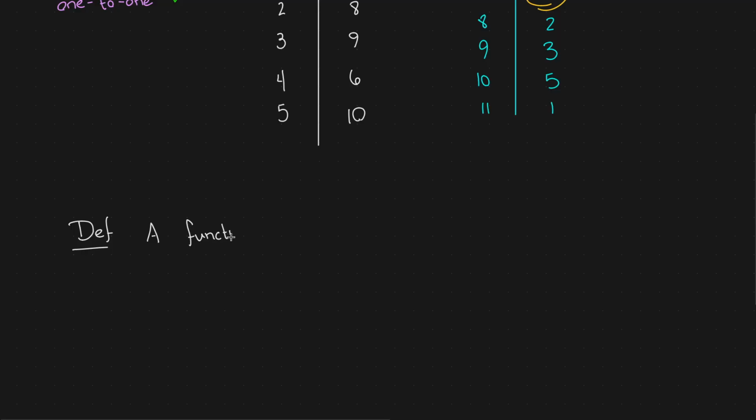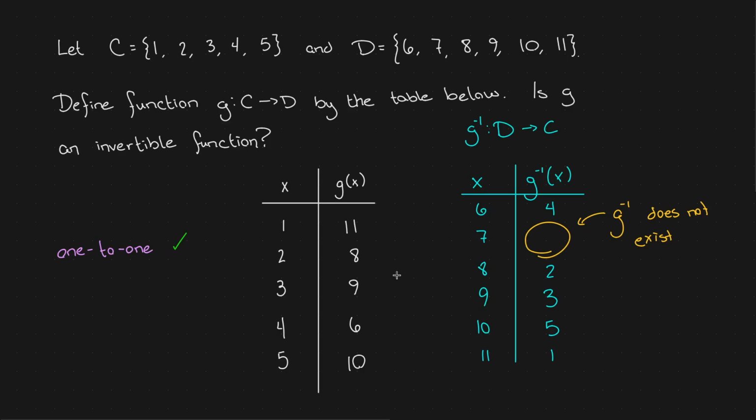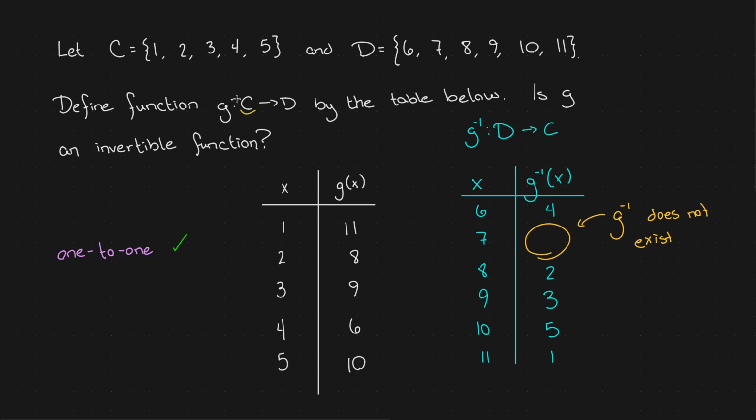A function f from x to y is called onto. We say it is an onto function, as in x maps onto y, as opposed to into. Into y is just any old function. G maps C into D, but if I were to say G maps C onto D, that means every value in D is mapped onto.